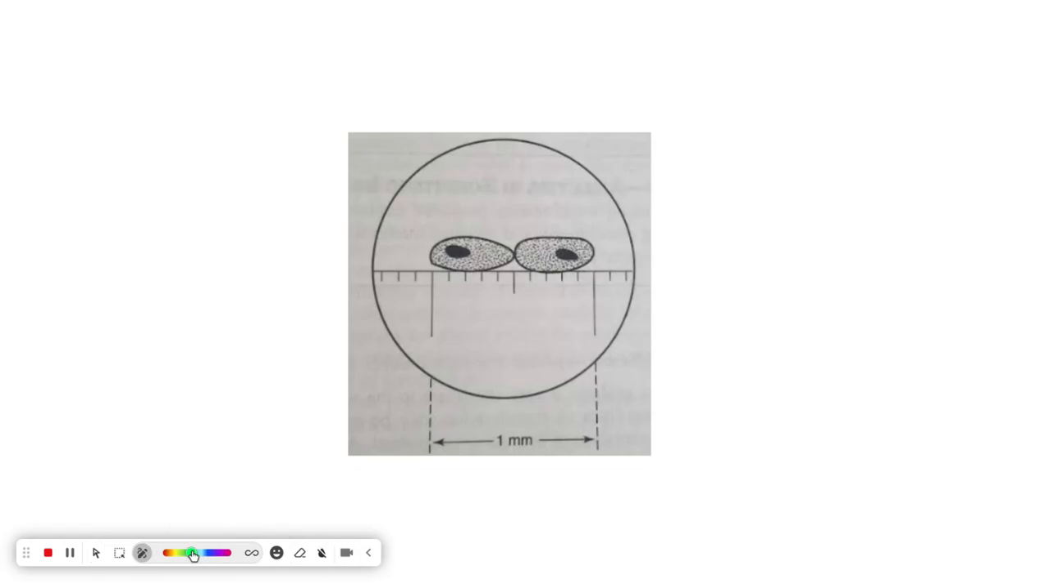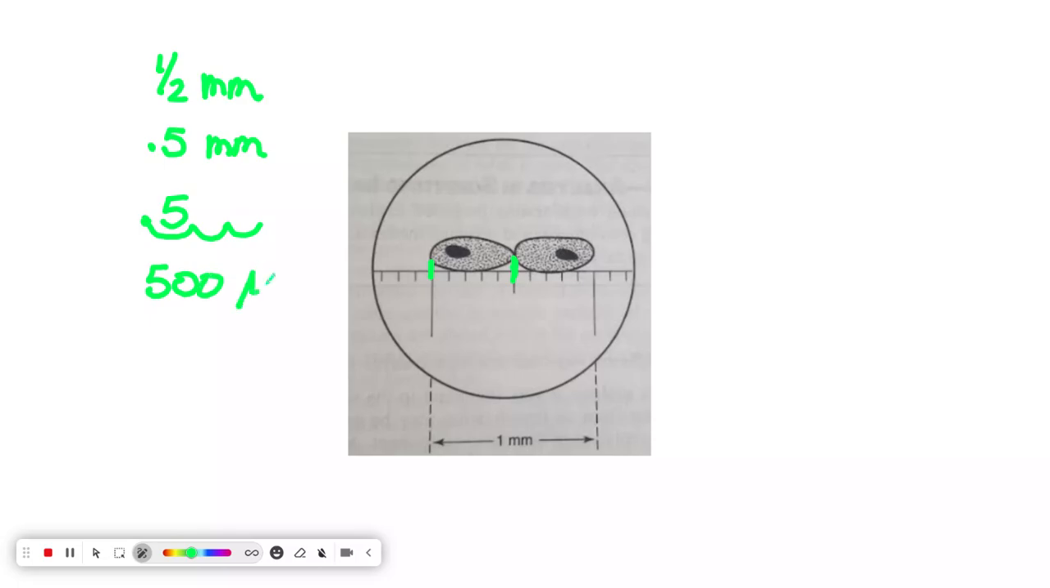Maybe we'll use green. So the length of the cell again was from here to here, which was, we know it's half a millimeter or 0.5 millimeters. And again, what is 0.5 millimeters in micrometers? We move the decimal 3 times, right? 10, 100, 1,000. So 500 micrometers.